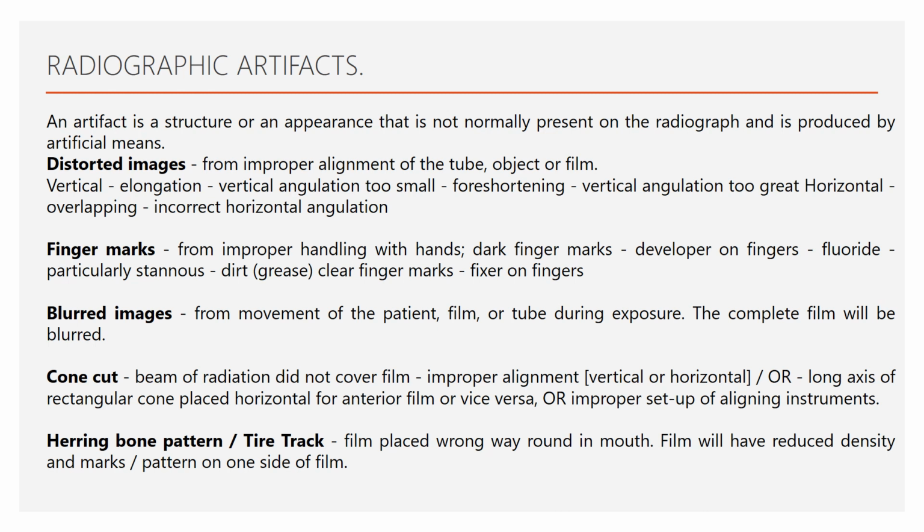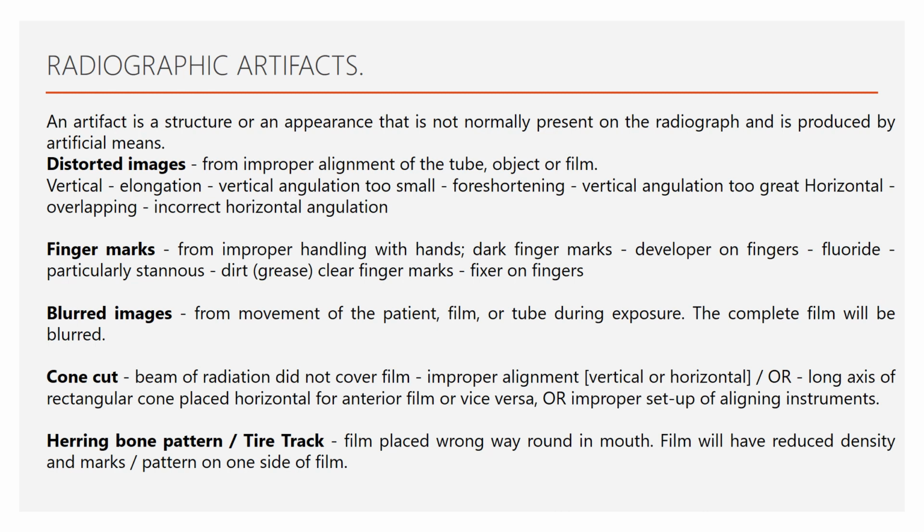Coming to radiographic artifacts. An artifact is a structure or an appearance that is not normally present on the radiograph and is produced by artificial means. The commonly occurring one is the distorted image. It can happen due to improper alignment of the tube, object or film, basically a change in angulation. It can be elongation in the vertical form, and foreshortening if there is a reduction in the angulation.